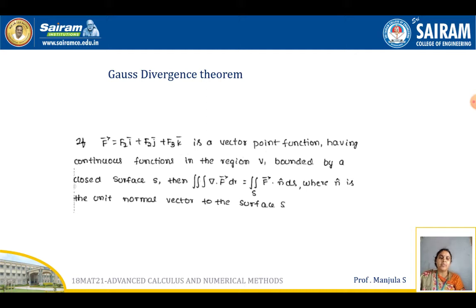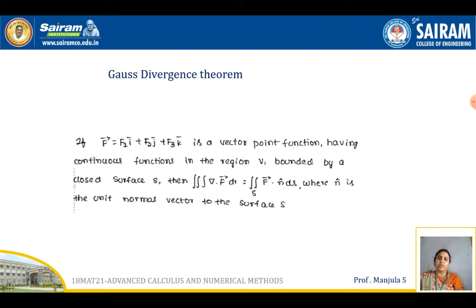Okay, the statement will be like this. If vector f equals f1 i cap plus f2 j cap plus f3 k cap is a vector point function having continuous functions in the region V bounded by a closed surface S, then triple integration of del dot vector f dV equals double integration over S of vector f dot n cap dS, where n cap is the unit normal vector to the surface S.